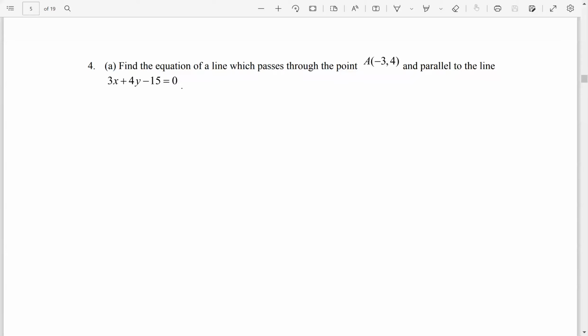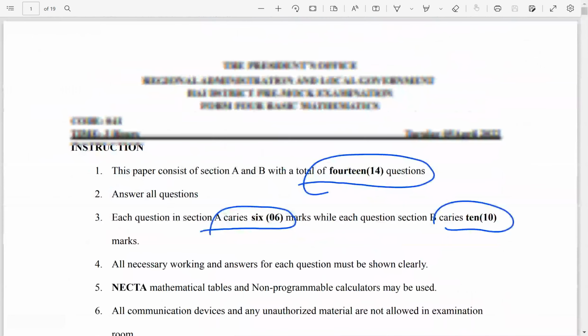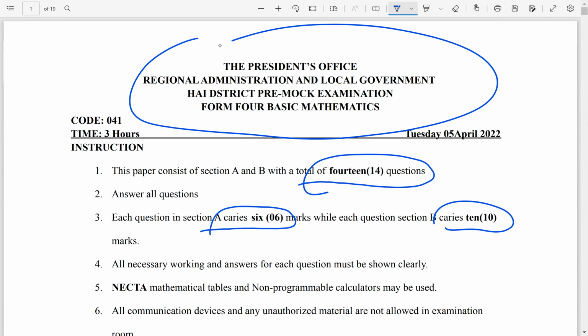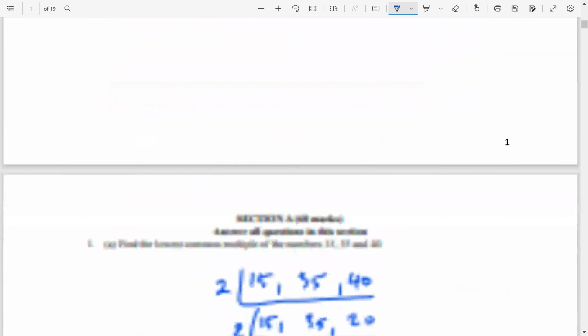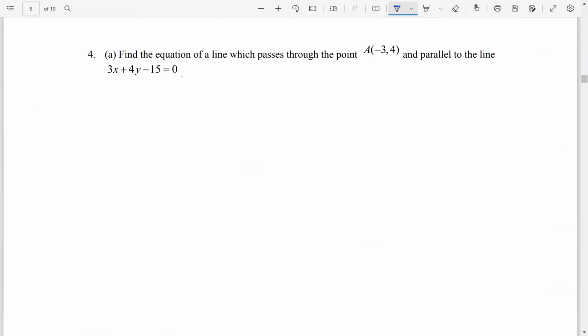Hi, students. If you remember our last session, we discussed the questions from this exam. It was the regional, high district CPRI mock exams. So today we're going to continue with question number three, and then question number four.